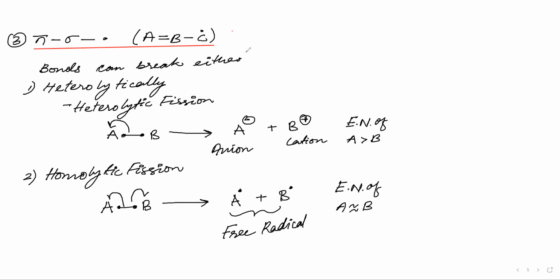I've just written that bonds can break in two ways. Either heterolytically, that means all the electrons of a bond are transferred to one of the atoms, and that gives us a cation and an anion. The other case is homolytic fission, in which the bonded electrons, and it is always two electrons in a bond, one electron goes to one atom, another electron goes to another atom. And in that case, we form free radicals.